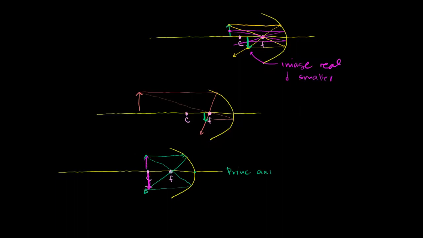The rays converge at the same distance from the actual mirror as the actual object, and it's going to be the same size, just inverted. So here the image is real and the same size as the object.